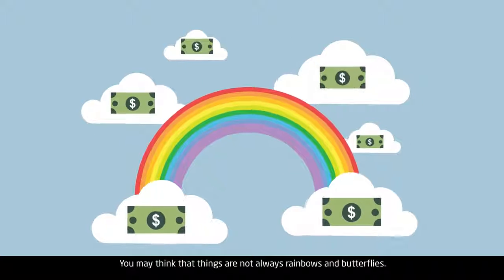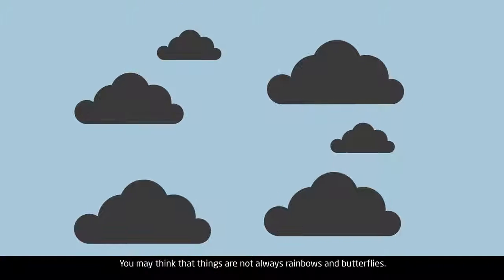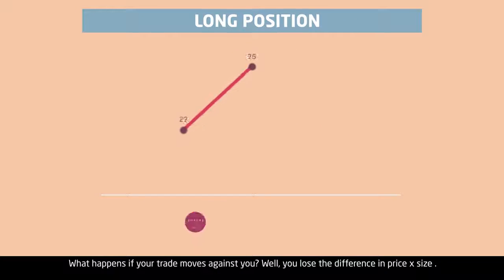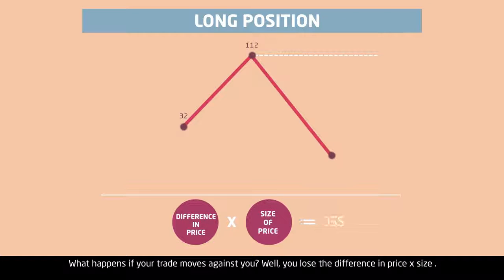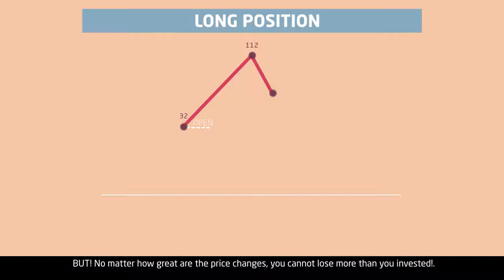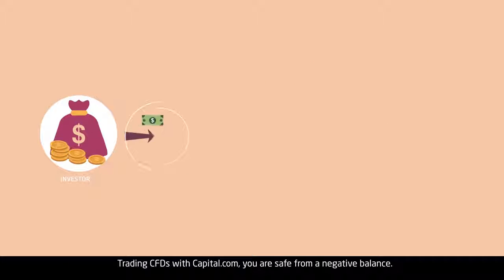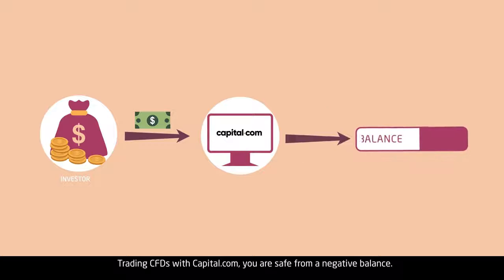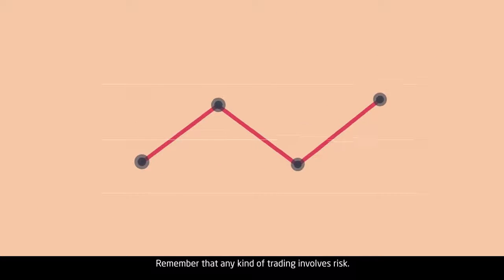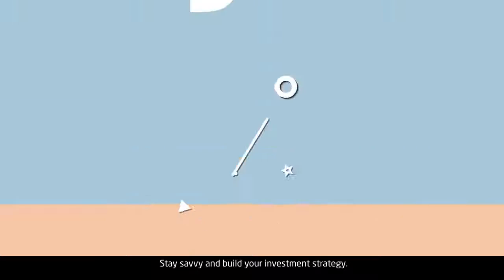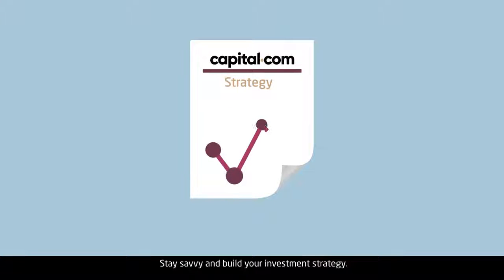You may think that things aren't always rainbows and butterflies. What happens if your trade moves against you? Well, you lose the difference in price times size. But no matter how great the price changes are, you cannot lose more than you invested. Trading CFDs with Capital.com, you are safe from a negative balance. Remember that any kind of trading involves risk. Stay savvy and build your investment strategy.